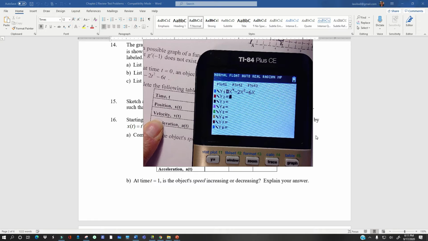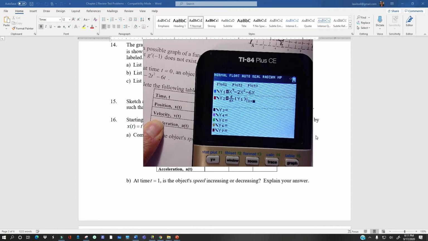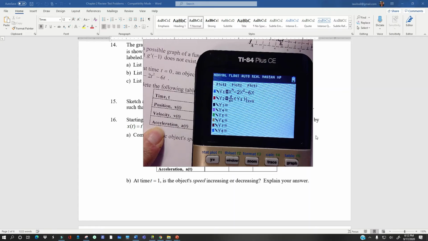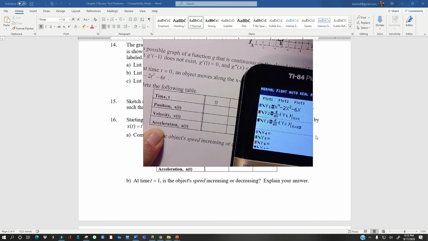And y2, if I want velocity, that's a math 8, right? The derivative represents velocity, and I want it over the entire domain. So over here, I'm going to put in x. And then I want acceleration, which is the second derivative of position or the first derivative of velocity. So what I'm going to do here is math 8, with respect to x, vars right arrow 1, 2. In other words, I'm taking the derivative here of the derivative above it. This is the second derivative, or acceleration.